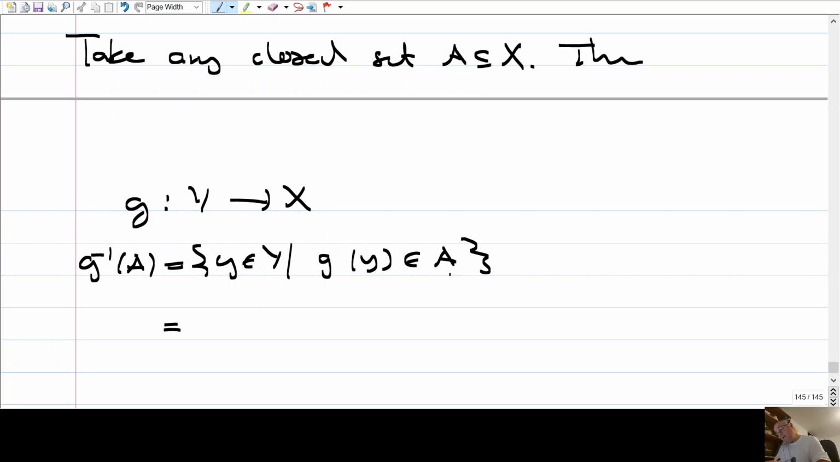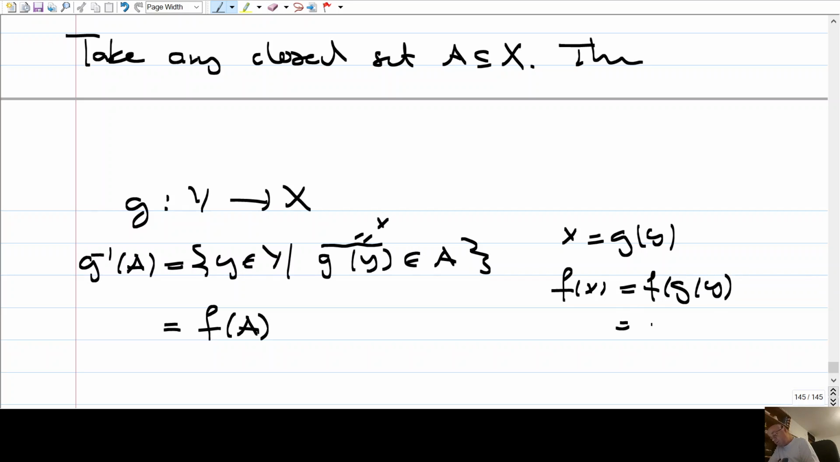So this is nothing but, let's say, X. So this means f of x is in A, so this is just f of A, right? X is G of y, therefore f of x is f of G of y, so this is just y because f and G are inverse of each other. So this is the set of all y's, and y is just f of x. So this is just f of A.